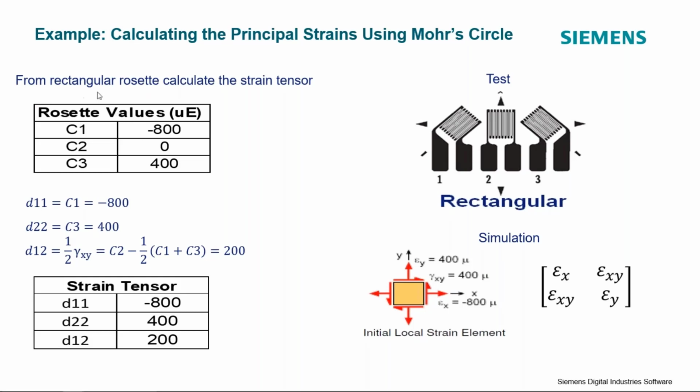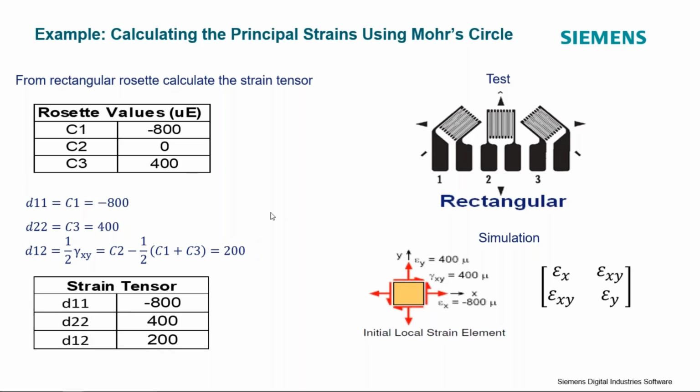So I've got a rectangular rosette, and let's just say I have some single value strain numbers. Gauge 1 has a strain of -800 microstrain, gauge 2 measured a value of 0 microstrain, gauge 3 measured a value of 400 microstrain. I can convert these values to my strain tensor, and I get a strain tensor where D11, or epsilon X, is -800, D22, or epsilon Y, is 400, and D12 is 200.